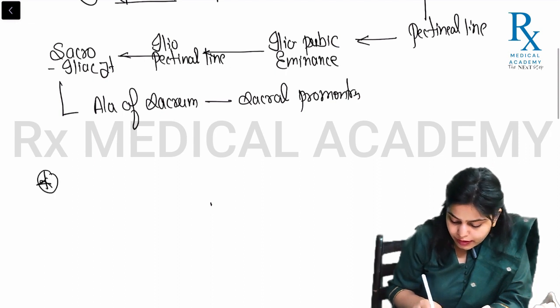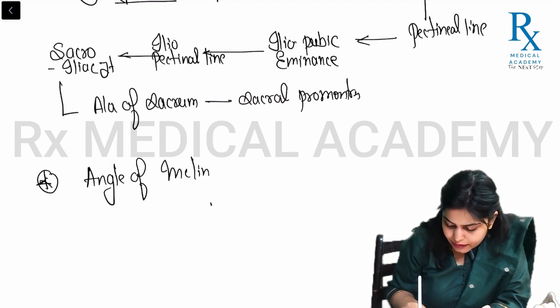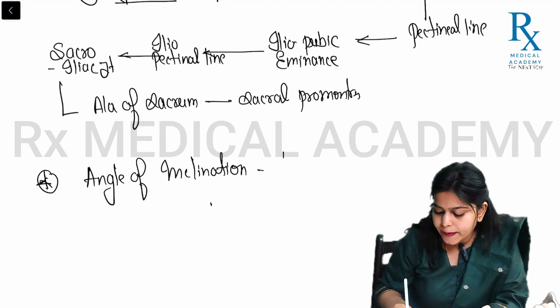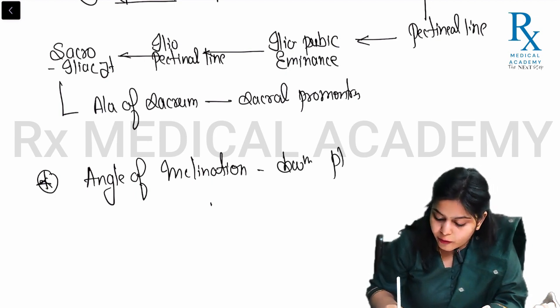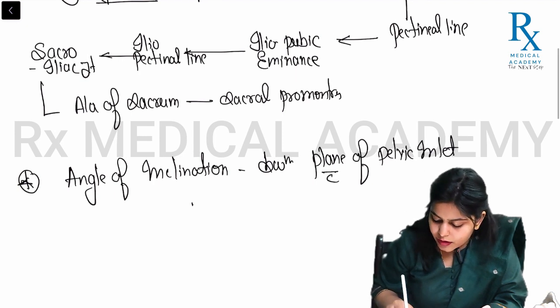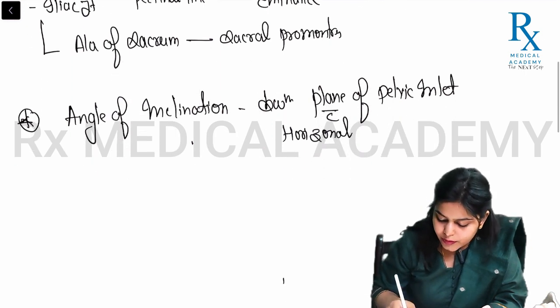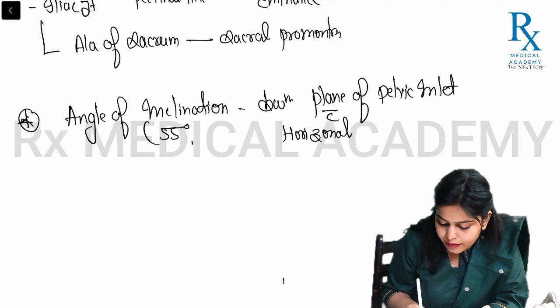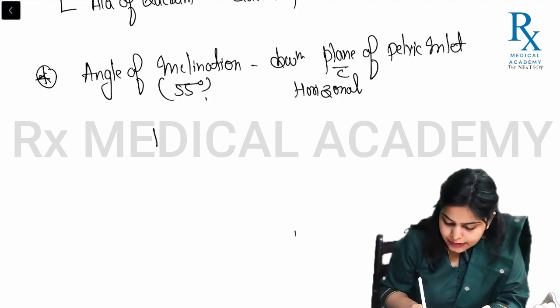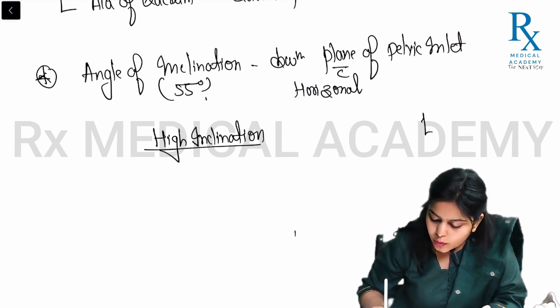So we have talked about the angle of inclination. That is formed between the plane of pelvic inlet with the horizontal. That is around 55 degrees. So one is known as high inclination and the other is low inclination.